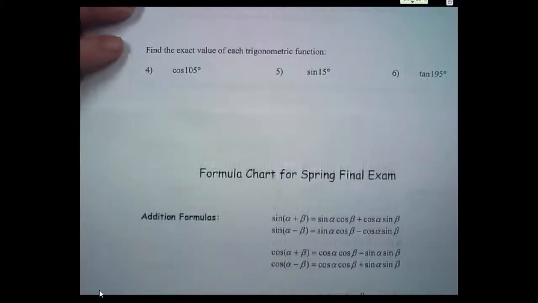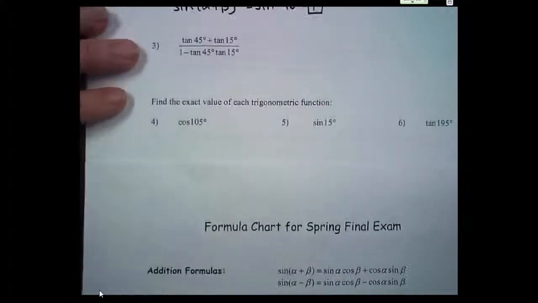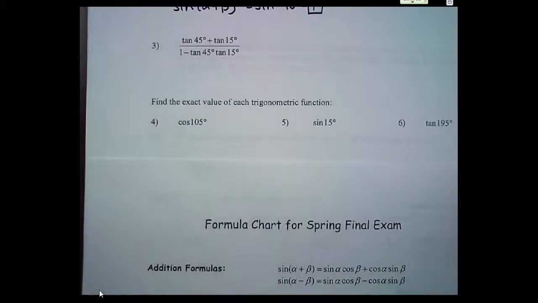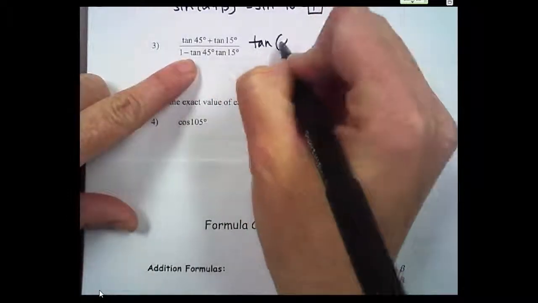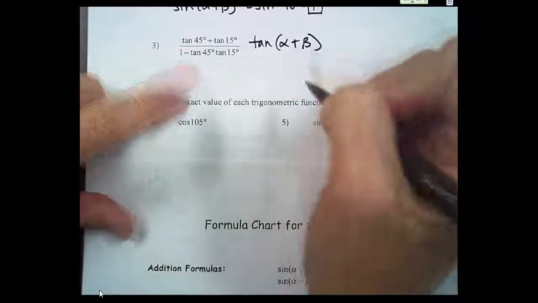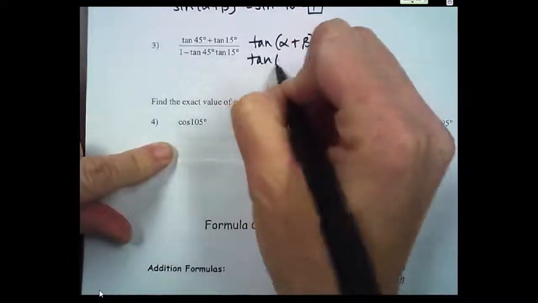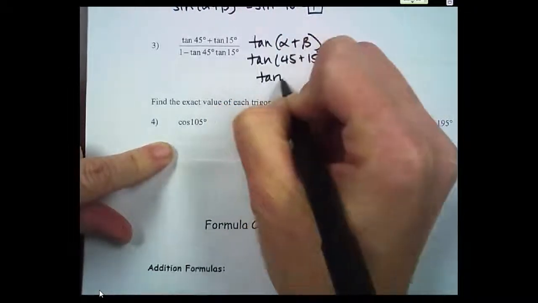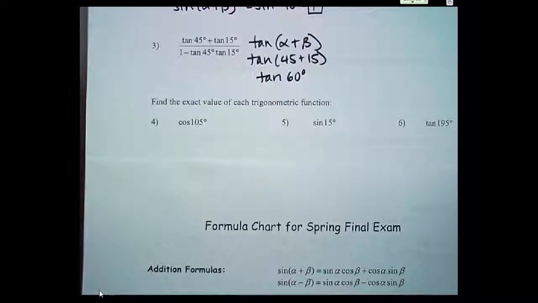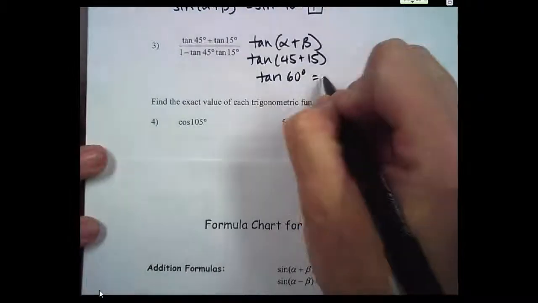Now then, we'll get number 3. What did you guys get for number 3? What'd you get? Yeah, if you got root 3, that's perfect. The formula was tangent of alpha plus beta, okay, which means tangent of 45 plus 15. So you have tangent at 60 degrees. And 60 degrees is on the unit circle, so therefore the answer is root 3.